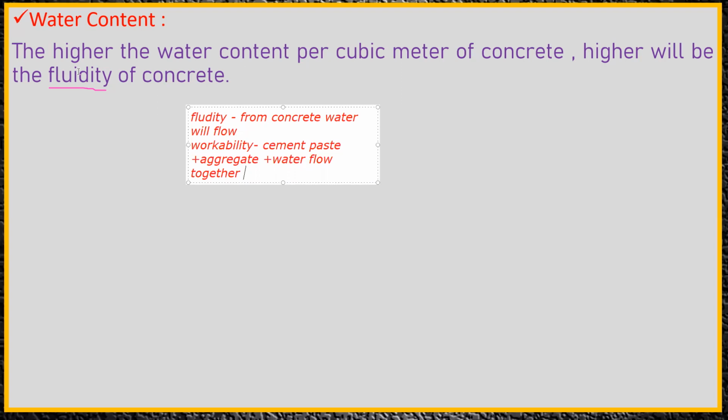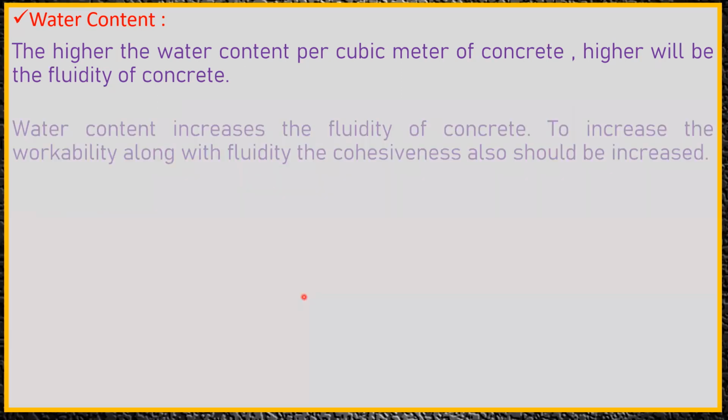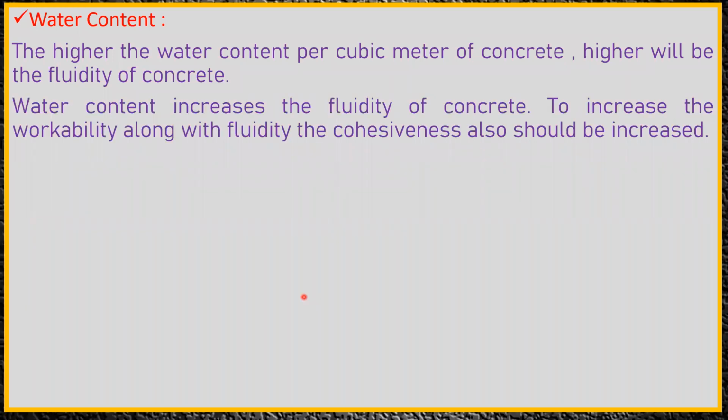So that is why I've written the first point: the higher the water content per cubic meter of the concrete, the higher will be the fluidity of the concrete, right? So that's the first point. Now coming to the second point, water content increases the fluidity of the concrete. So to increase the workability along with the fluidity, the cohesiveness also should be increased, right?